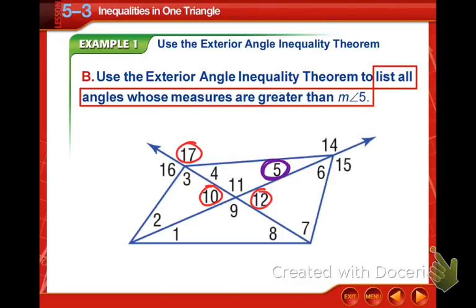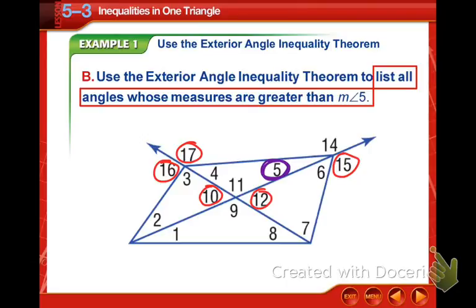Now, from here we have two angles that are exterior angles to angle 10 and angle 12. Angle 16 is an exterior angle with remote interior angles of 2 and 10. Since 10 is greater than 5, then 16 is also greater than 5. And on the other side, angle 15 is an exterior angle to the triangle formed by 6, 7, and 12. Because of that, angle 12 is the remote interior angle to angle 15. Since 12 is greater than 5, 15 is also greater than 5.